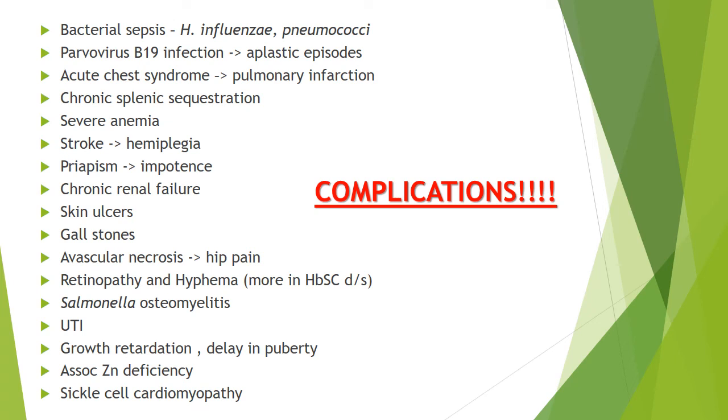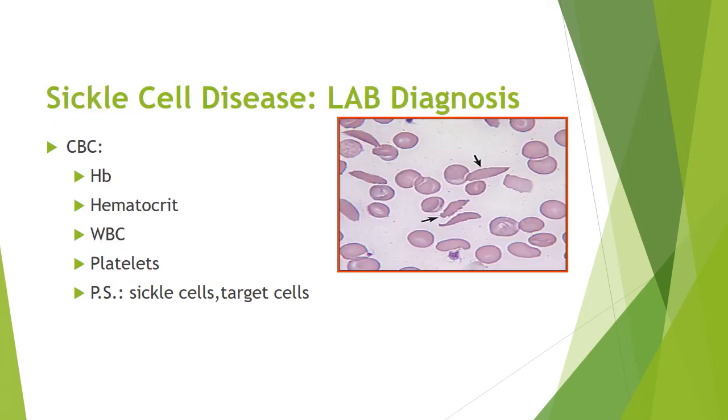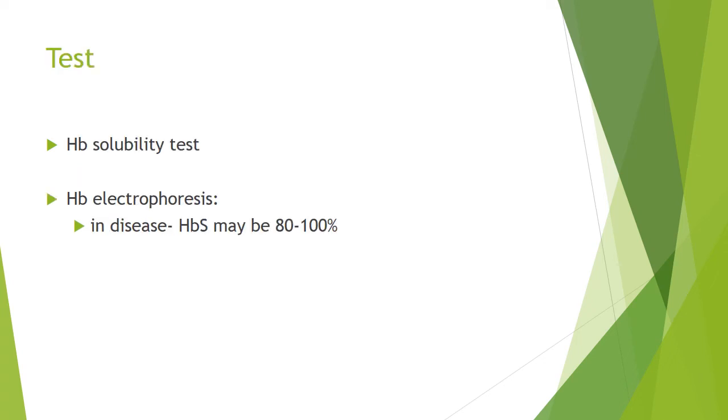There are numerous complications related to sickle cell anemia, which are listed here in the slide. In the case of investigations, the peripheral smear shows sickle cells, target cells, and poikilocytosis. The hemoglobin solubility test can be done. Here, the hemoglobin is added to sodium dithionite. When the solution becomes turbid, this indicates HbS. Also, hemoglobin electrophoresis can be done. In the disease state, the HbS may be around 80 to 100%, but in the case of the carrier, around 20 to 40%.